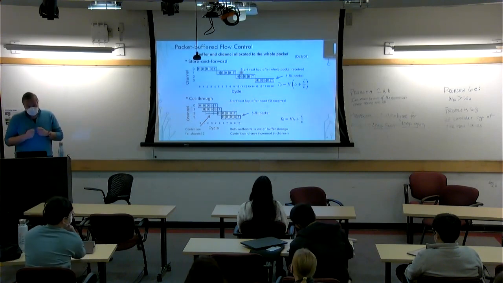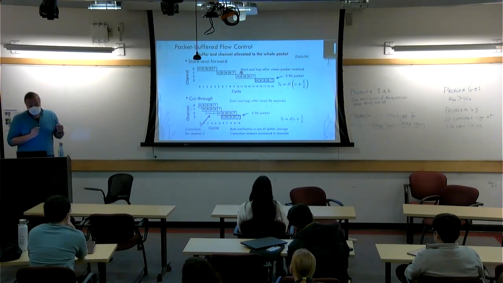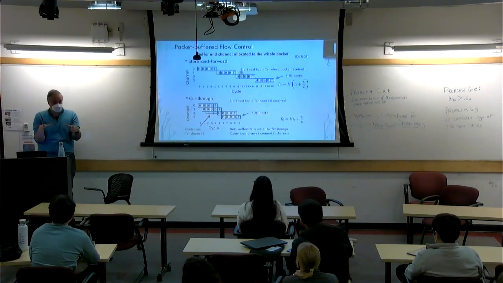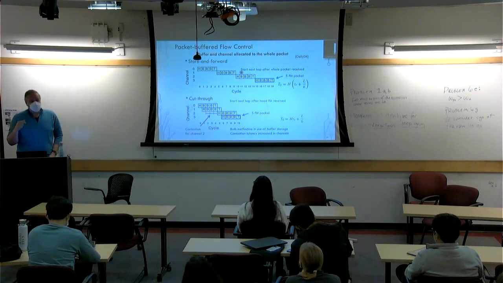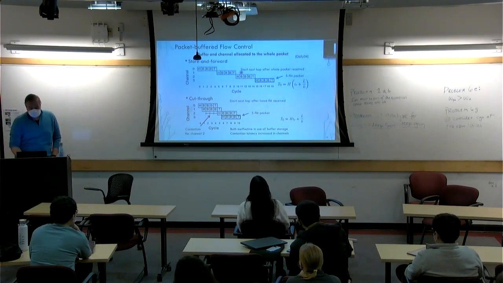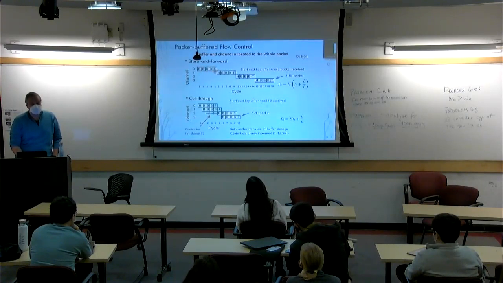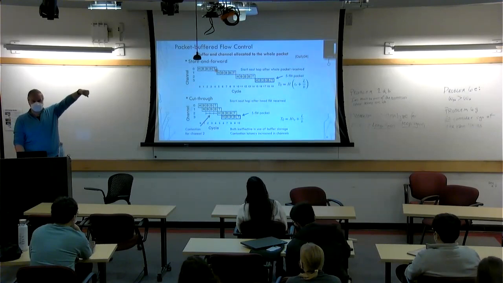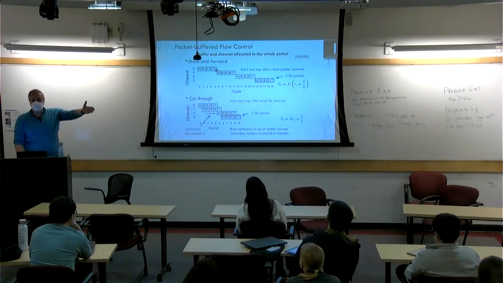So the thing to notice here is that both buffer and the channel, so buffer is of course part of the router, and the channel in this scheme are allocated to the whole packet. So it's not just flits. You have to receive the whole thing. So store and forward, you have to receive the whole packet. Then you decide which port you're going to, and you have to make sure the next router has also enough space to accept your packet, and that output channel is free. Then you can advance, right?